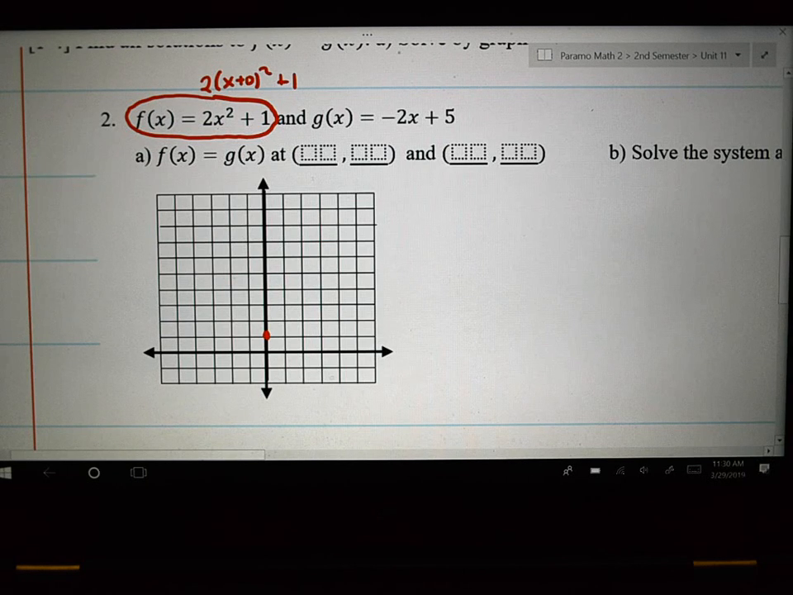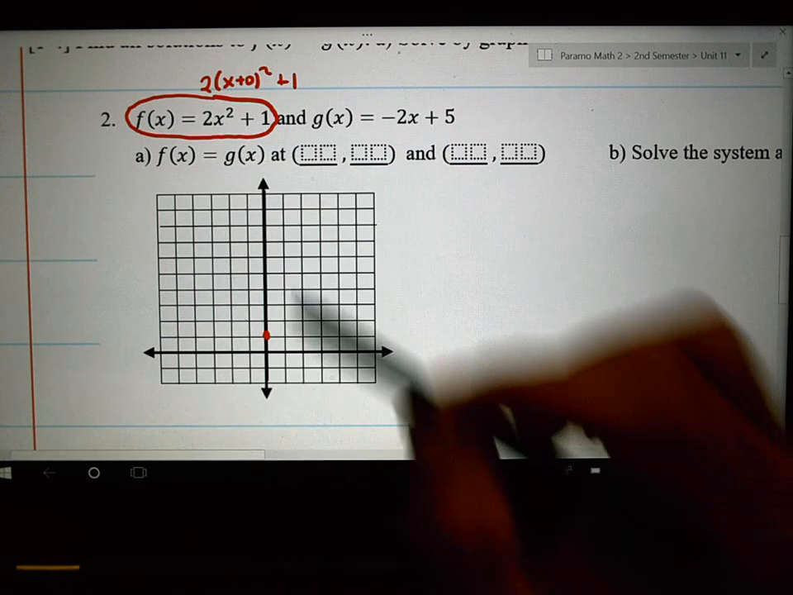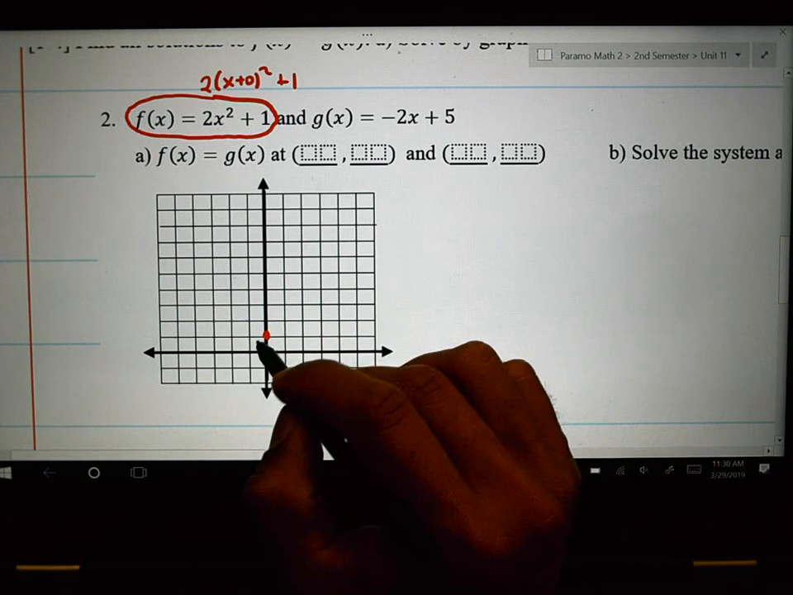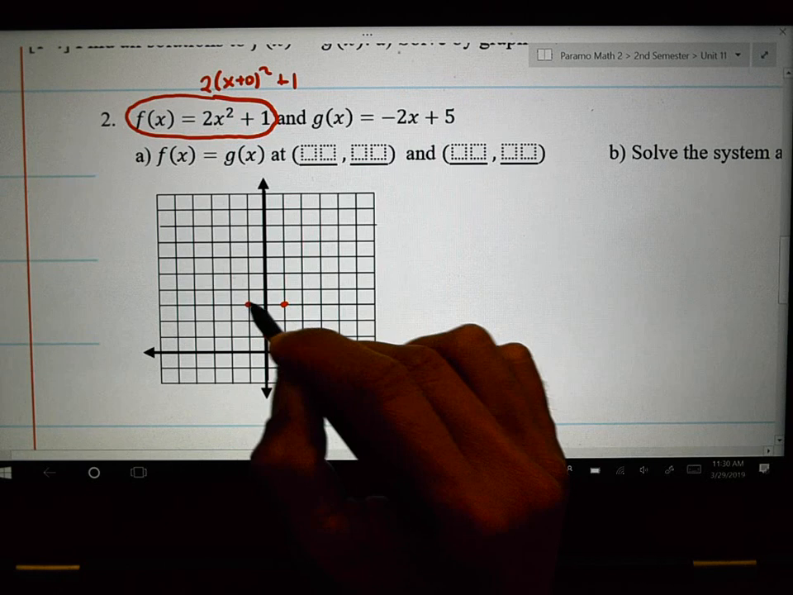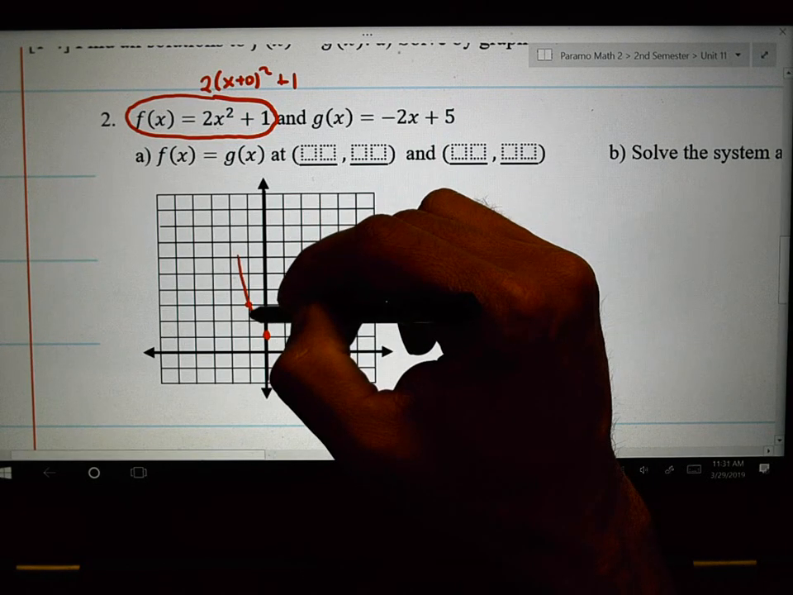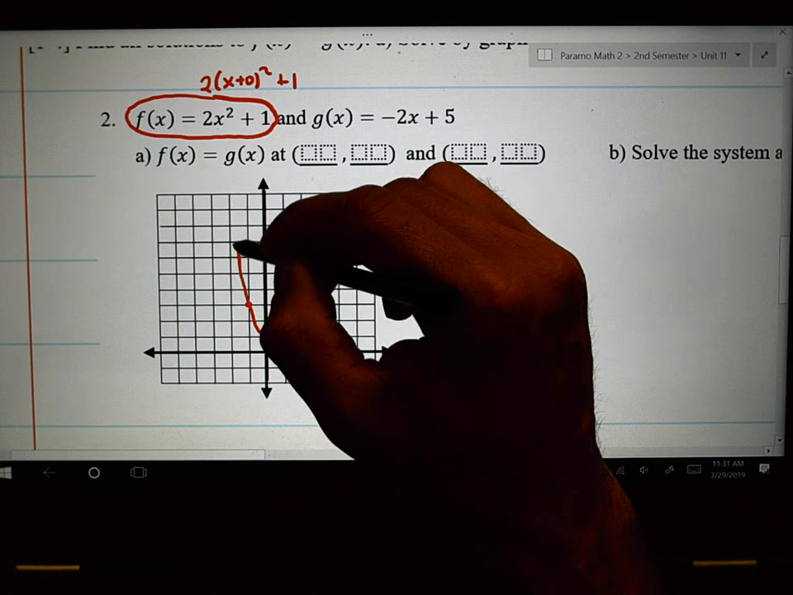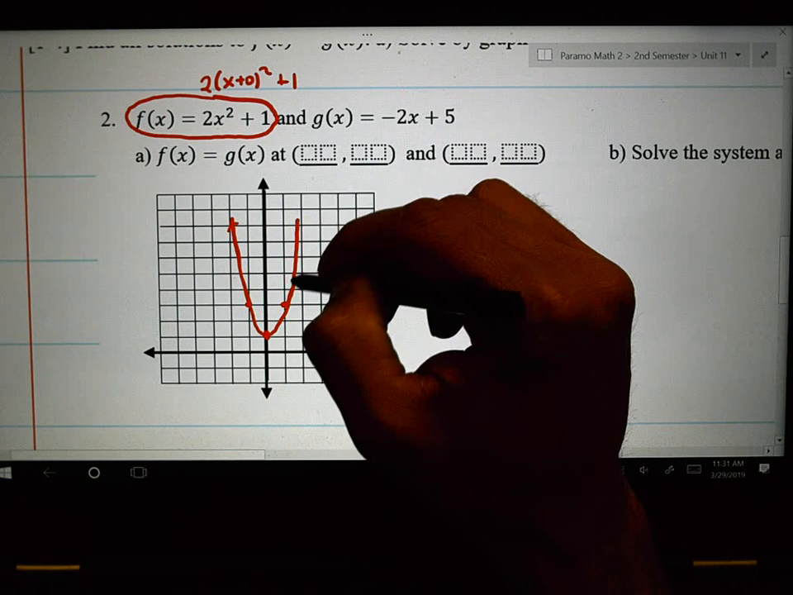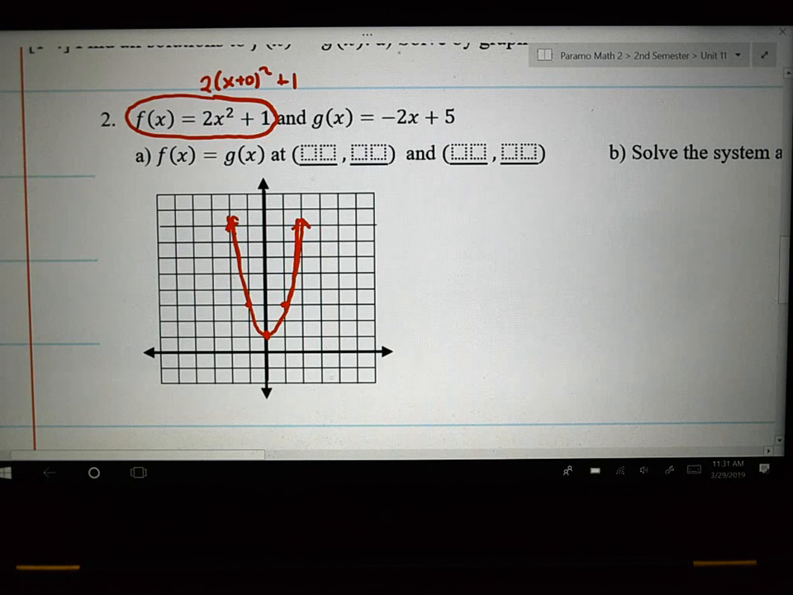For my graph, I know since the a value is a 2, it's a positive value. It opens up and it's narrow. So I'm going to go to the right one, up 2, to the left one, up 2. And I'm going to make a sketch real quick. I'm just trying to be as accurate as I can with this sketch. I know it's going to be something like this. I'm not sure exactly how it's going to look, but that's my sketch for the red graph.